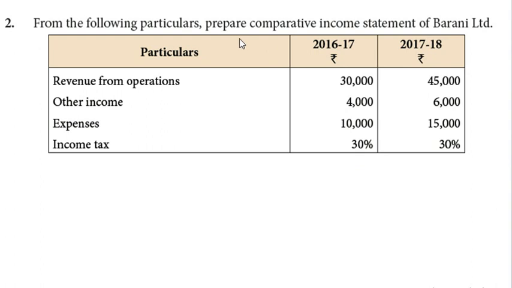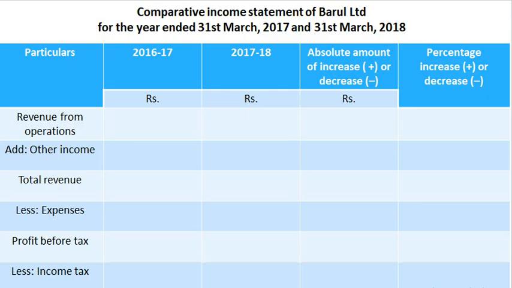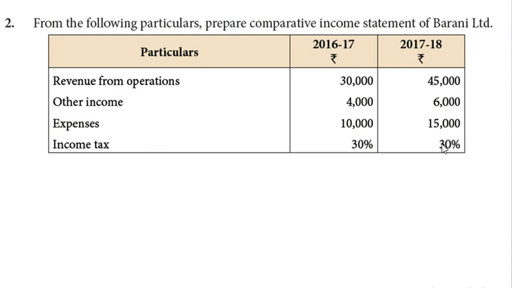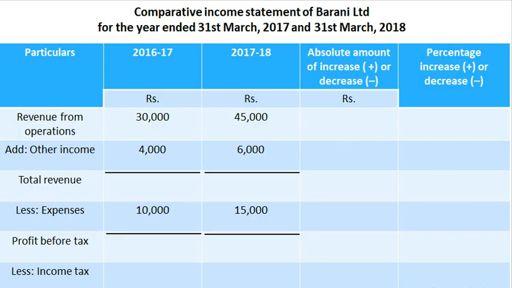Now we have to prepare comparative income statement of Barney Limited. This is the format for comparative income statement of Barney Limited for the year ended 31st March 2017 and 31st March 2018. First, we have to substitute these amounts. Now, as we have substituted the given amounts, after that we have to proceed with our calculation.